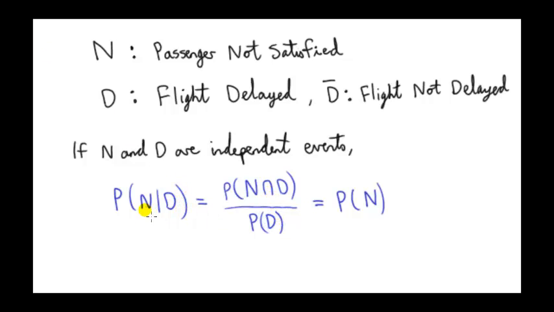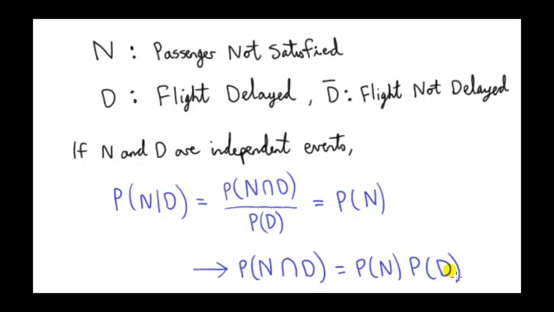Now, if N and D are independent events, the probability of N given D is just equal to the probability of N. So now we can put our conditional probability formula equal to the probability of N, and as a consequence of that, we can see the probability of a passenger not being satisfied and the flight being delayed is the product of the probabilities. It's the probability of not being satisfied times the probability of the flight being delayed. So we saw this before.